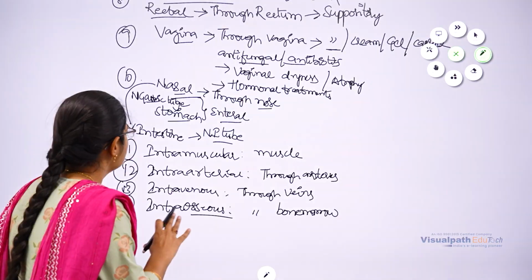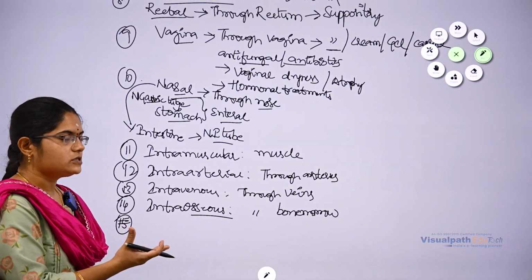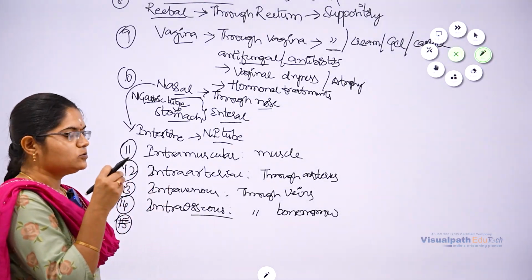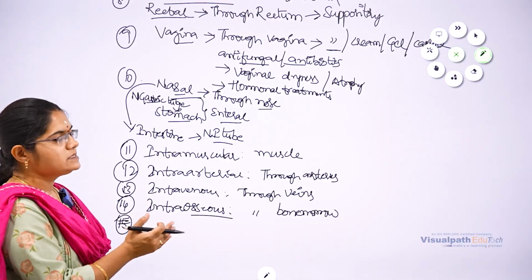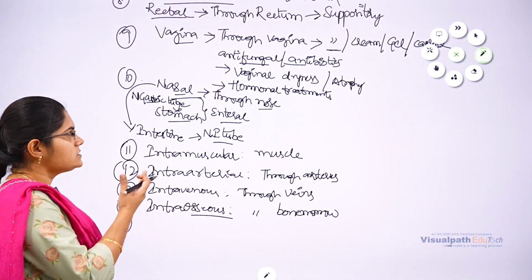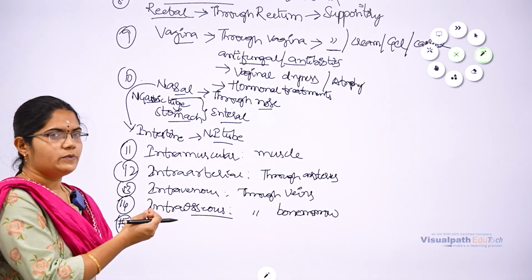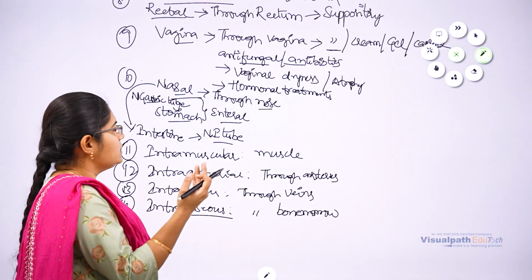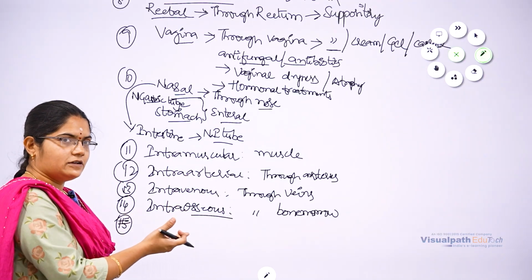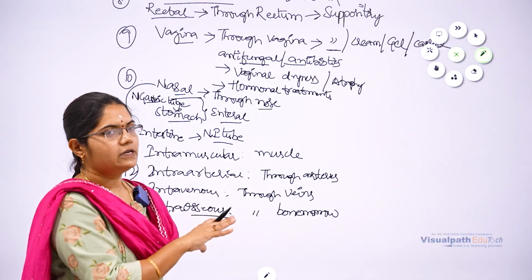We have a total of 15 to 16 routes of drug administration. The way of the drug entering into our body system is termed as routes of drug administration. So out of these, we have discussed a few of them: nasal, vaginal, rectal and enteral. So these are the routes of drug administration.